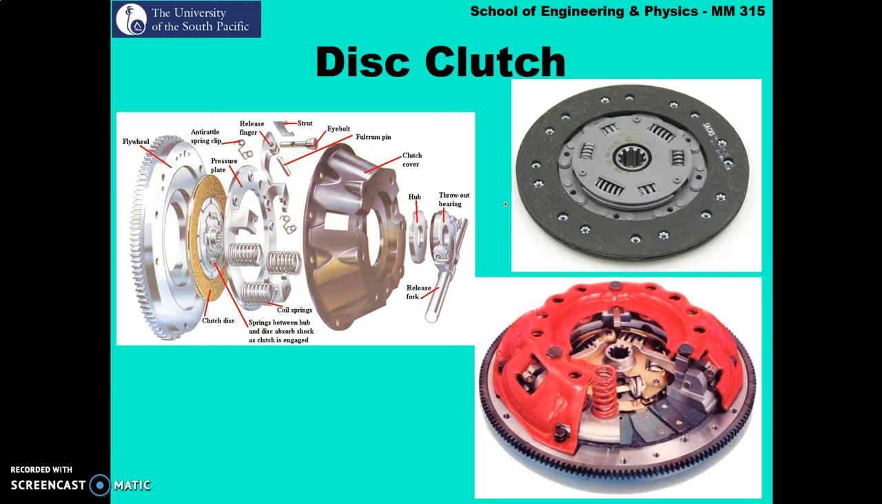Now these are a few examples of disc clutches. This basically shows the entire arrangement. You've got the flywheel, the clutch plate, the pressure plate, the compression springs that I was talking about, and this is the cover. This is your lever fork, which moves in and out depending on when you press on your clutch pedal. And this shows the clutch plate itself. These springs provide rigidity to this clutch plate, and at the same time maintain its shape. And you can see the same thing over here, showing the entire clutch setup.